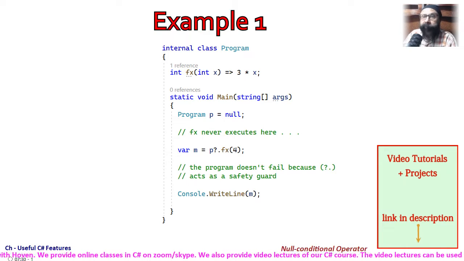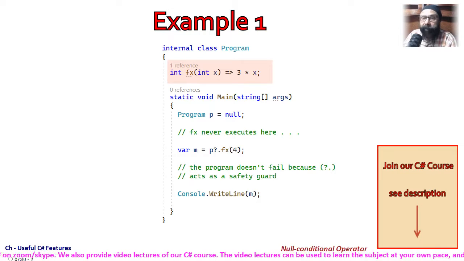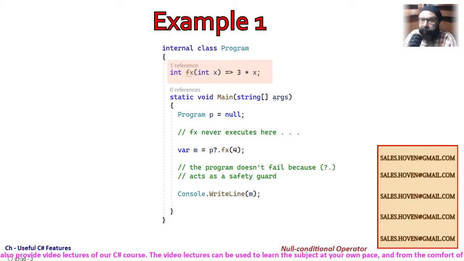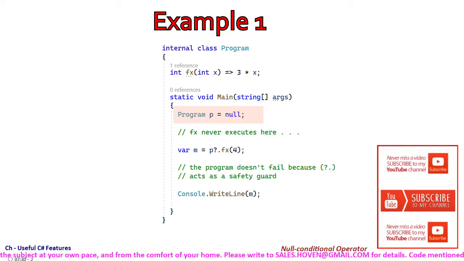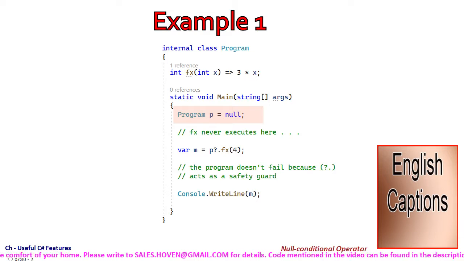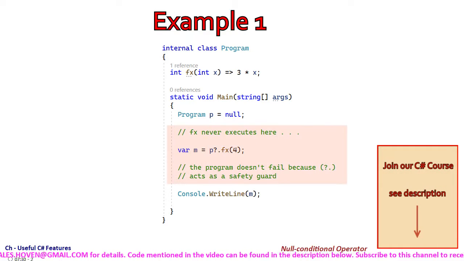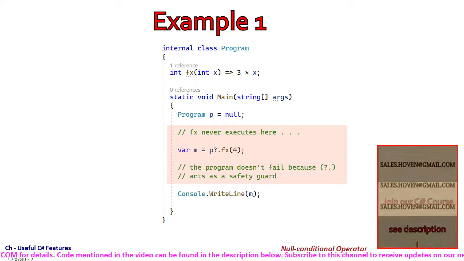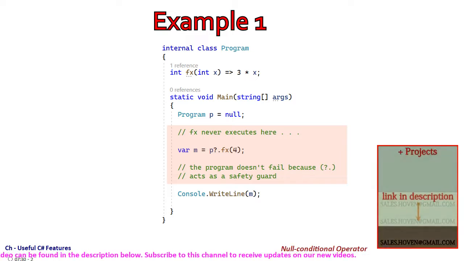Consider this program where we have a member function called fx that takes an int parameter and returns the thrice of that number. This is any function I have written just for demonstration. Inside main, we have a null instance of the program class. It has been deliberately set so that we can explain a use of the null conditional operator. In the next statement, we have called the function fx by using this null conditional or null reference operator.